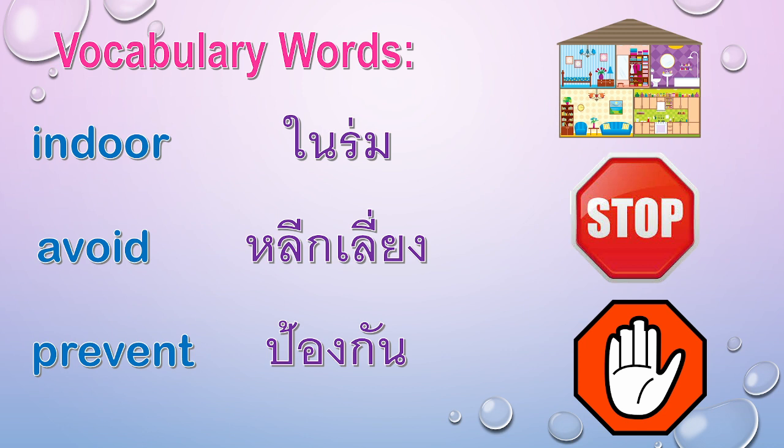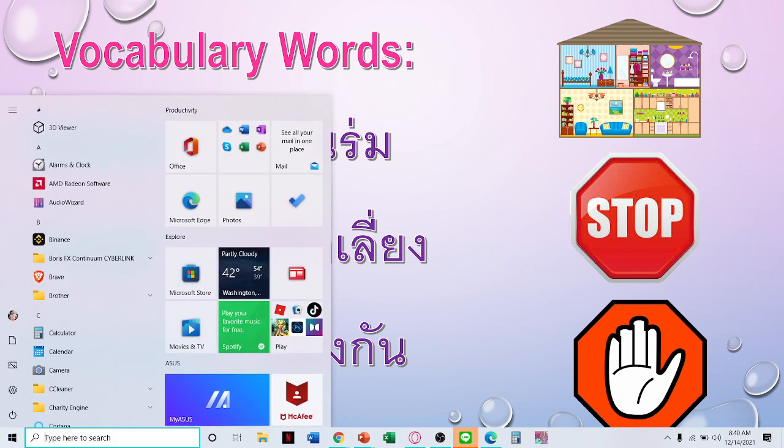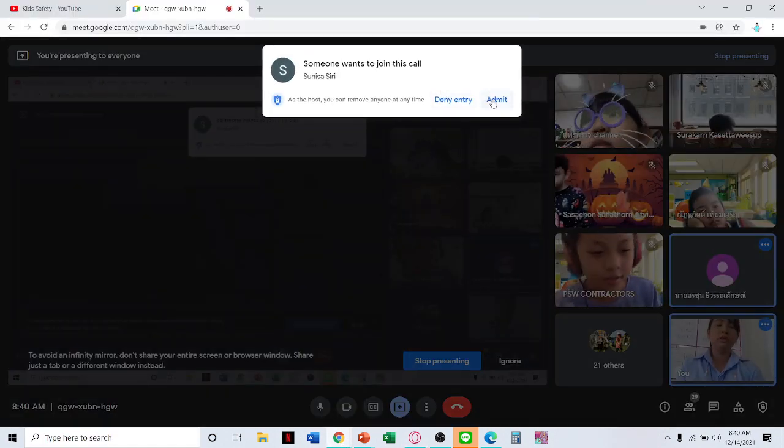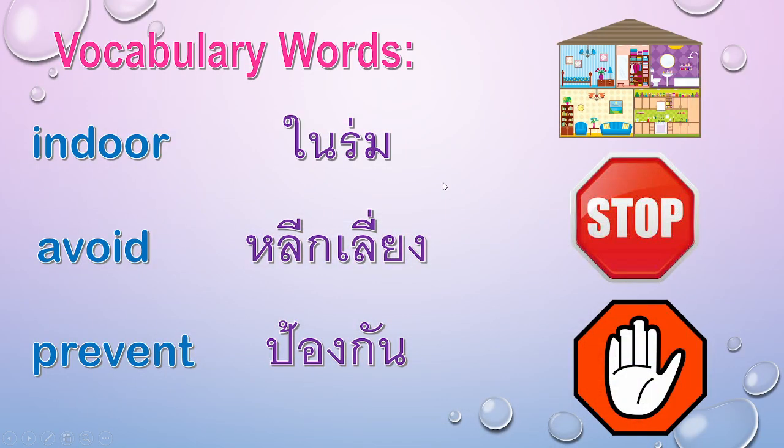When you say indoor, it means inside your house, or maybe inside the school, inside the building. Indoor means inside an infrastructure, like for example, inside the building, inside the hotel. Okay, the opposite of indoor is outdoor. When you say outdoor, you are outside your house, outside your school, outside the building.